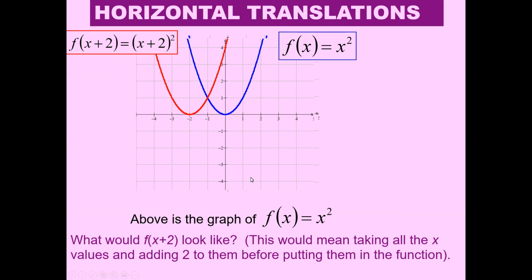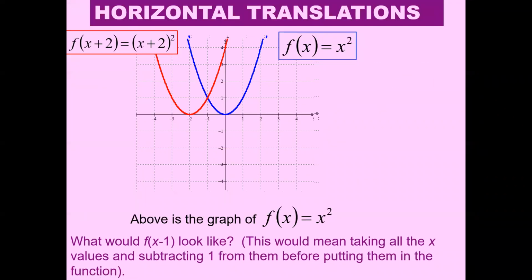Okay, here we go with another example. What would f of x minus 1 look like? This would mean taking all of the x values and subtracting that 1 from them before putting them into the function. So now in this particular case, it says take away 1. So we're going to take away 1 from every x value, and then we're going to be squaring them.